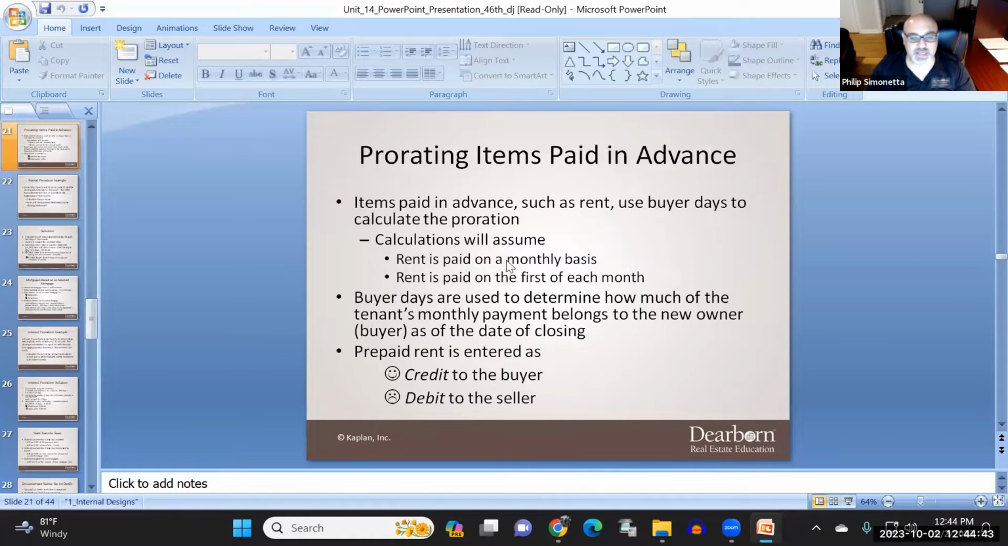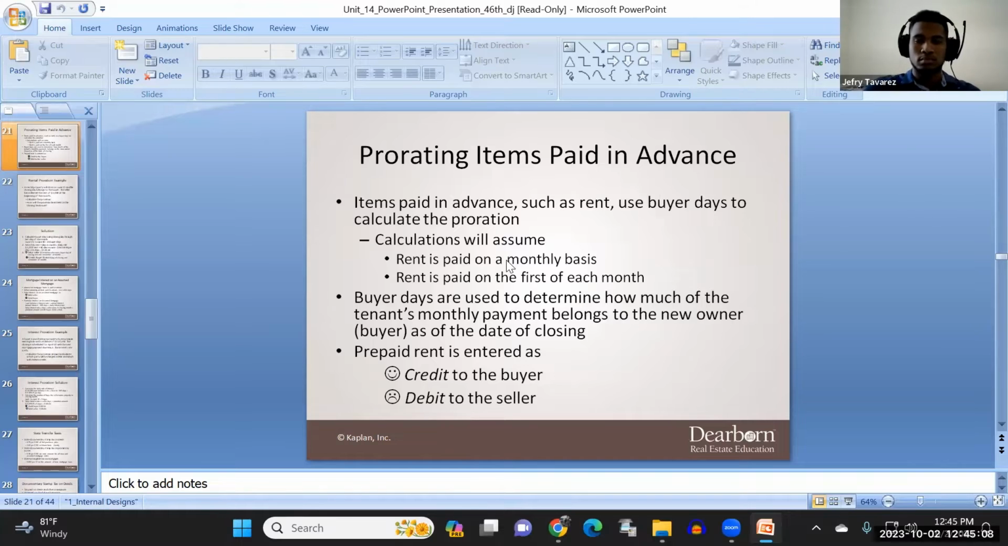Let's look at prorating items that were paid in advance. Items paid in advance, such as rent, use the buyer's days to calculate the proration. Calculations will assume rent is paid on a monthly basis and on the first of the month. The buyer's days are used to determine how much of the tenant's monthly payment belongs to the new owner, the buyer, as of the date of closing.